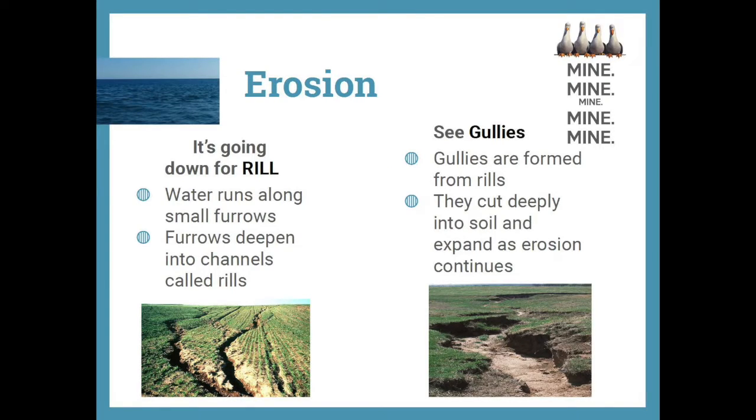Erosion is a process in which soil and rock are removed from the ground's surface, and it's a process that is detrimental to a lot of vegetation and crops because it gets rid of a lot of nutrients. So there are 4 types of erosion.